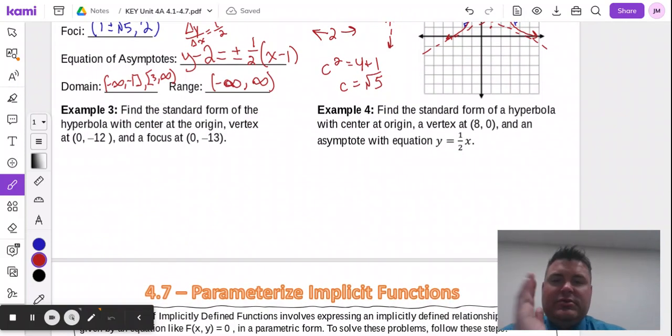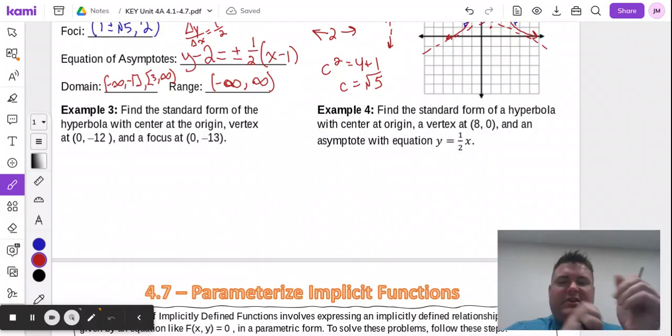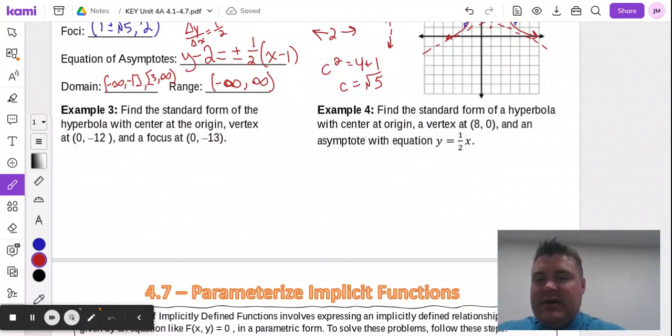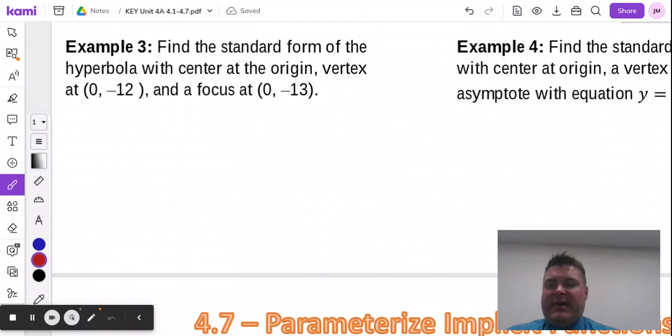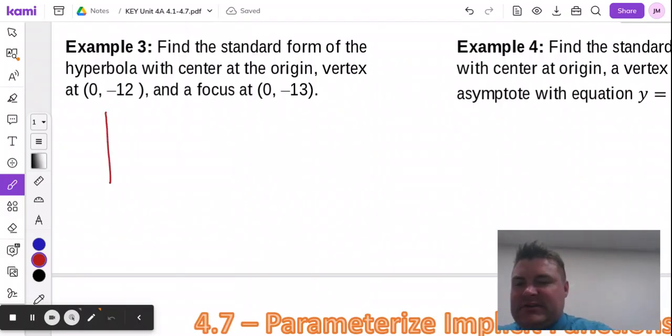All right, last two questions are just kind of giving us a description. Let's go ahead and get the equation of the hyperbola. Again, I think sketching it is our best bet here. So here we go. Example 3, find the standard form of the hyperbola with a center at the origin. So if I sketch this, the center is at origin. Our vertex is at 0, negative 12, which is down here. The vertex there.